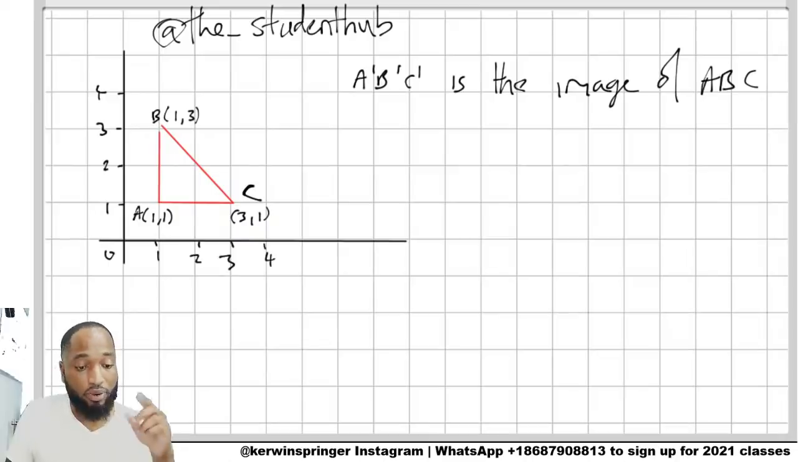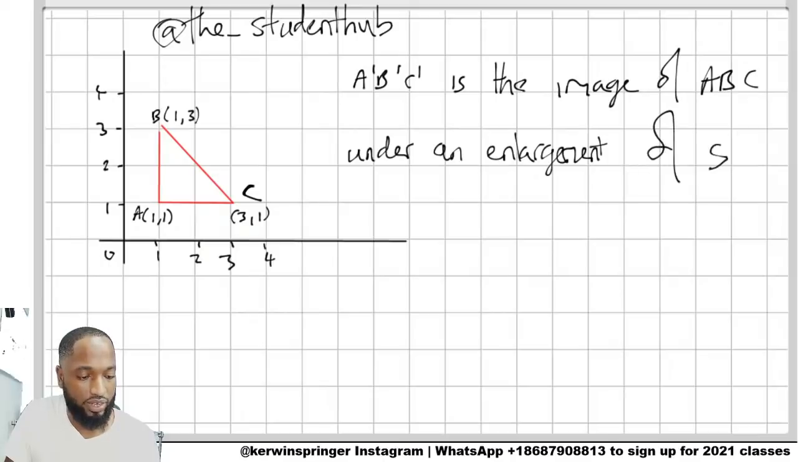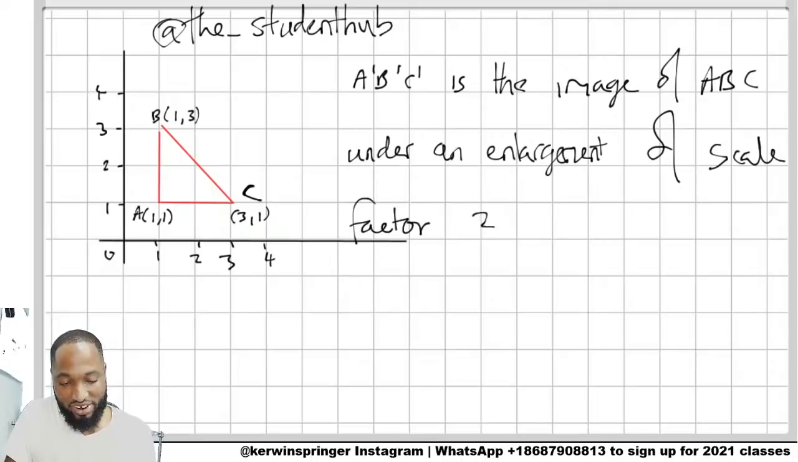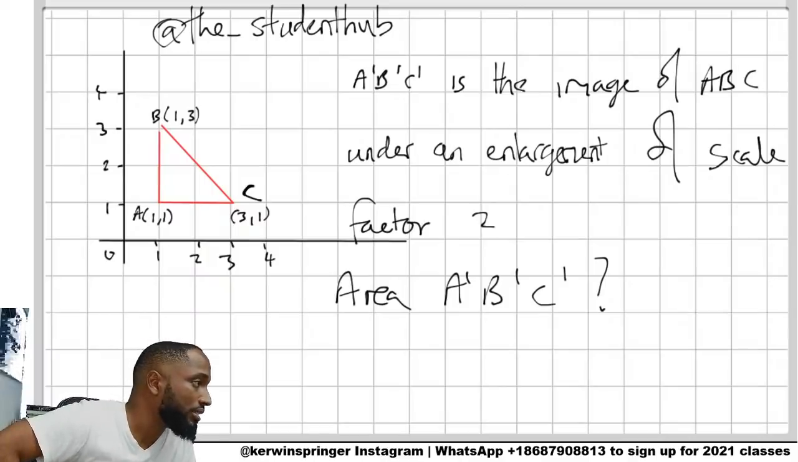A prime, B prime, C prime is the image of ABC under an enlargement of scale factor 2. Jamaica, you see this long question? Try your best and don't do this again. The area. So we want to know what is the area of this. I feel like this question could have been expressed in a much faster way, man.